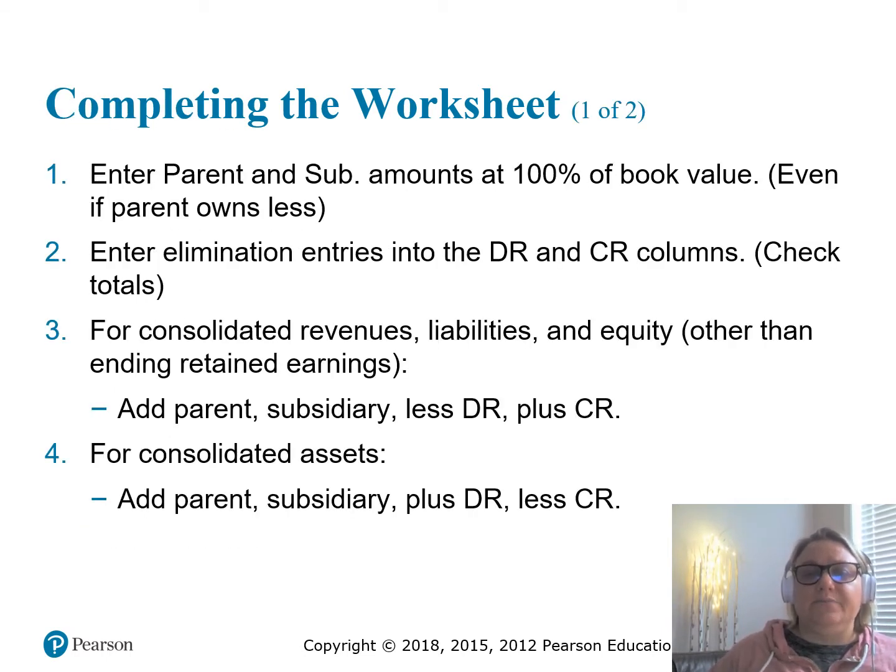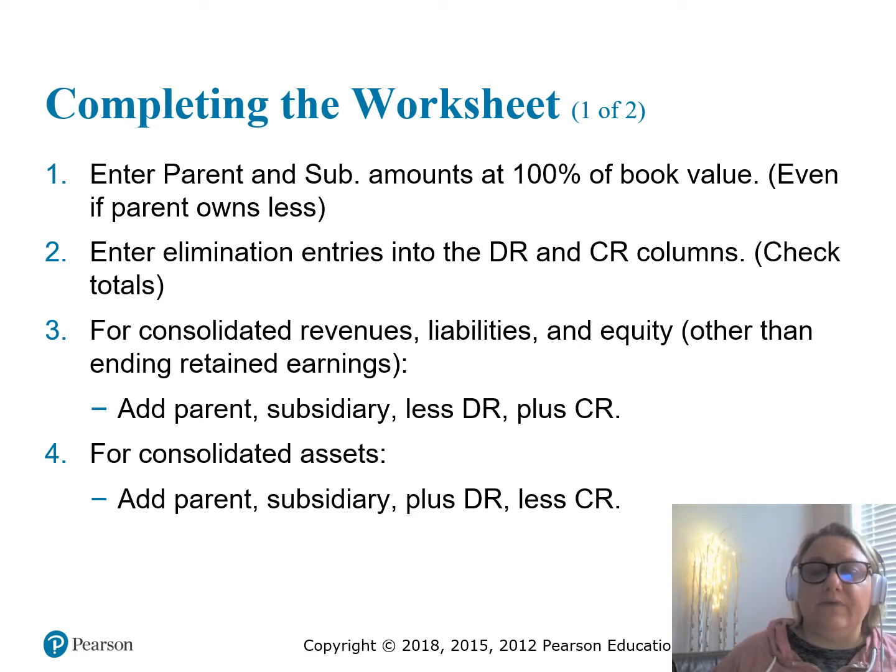Okay, as we complete the worksheet, each parent and sub starts out at 100% of book value, even if the parent owns less than the sub. If the parent owns less, we still want to make sure we get that book value at 100%, and then we can make the percentage adjustments later. We're going to enter the elimination entries into the debit and credit columns, checking totals.